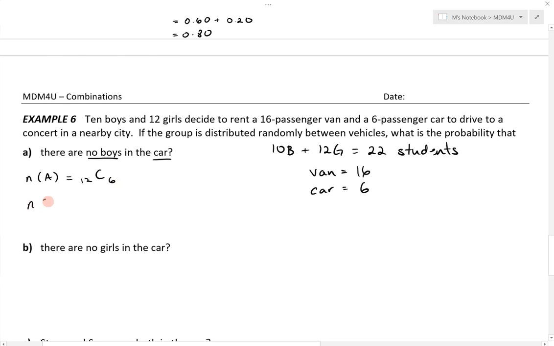The total number of outcomes altogether is going to be 22 students, and you're going to choose 6 to go in that car. So the probability that you'll have only girls in the car is 12 choose 6 divided by 22 choose 6, giving us 0.0123, about a 1% chance.